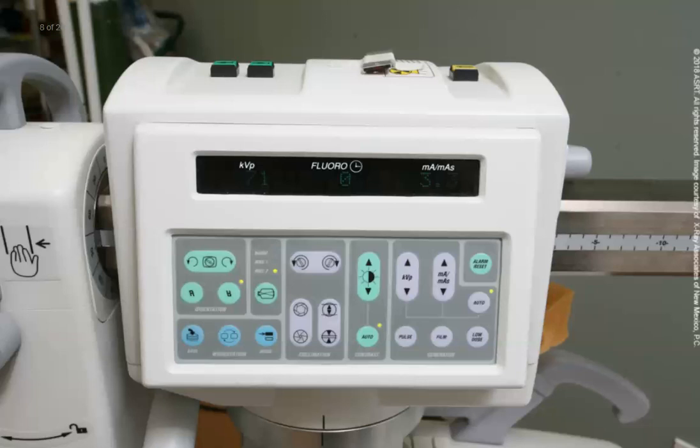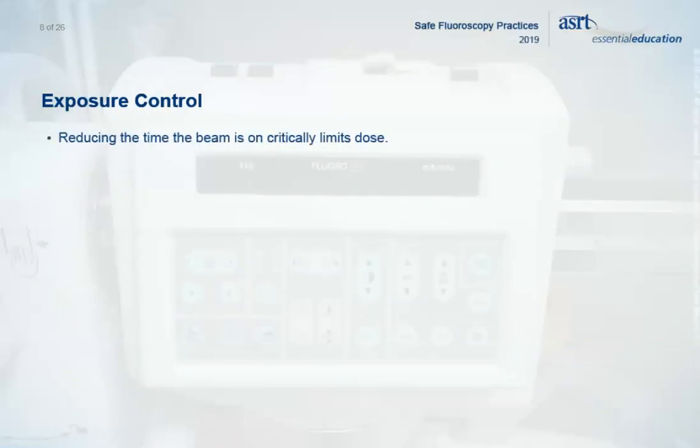A complete understanding of exposure control devices is the best way for fluoroscopy operators to significantly reduce patient and staff radiation exposure. 3 basic controls regulate the quantity and quality of the X-rays produced: the peak kilovoltage, or kVp, the milliamperage, or mA, and the exposure time. Of the 3, reducing the amount of time the X-ray beam is on is most critical to limiting the radiation dose. Additionally, fluoroscopic mA is kept as low as possible, generally 0.5 to 3 mA.